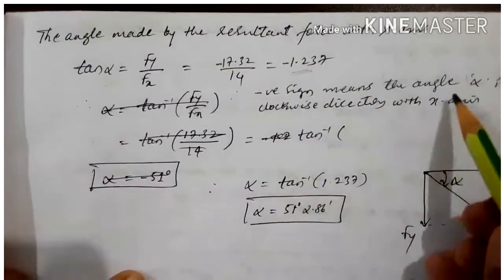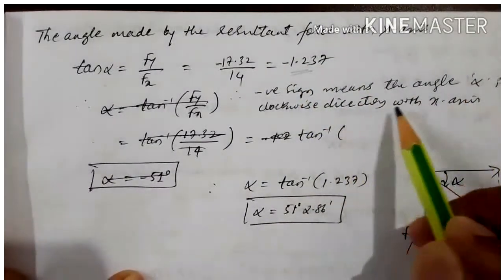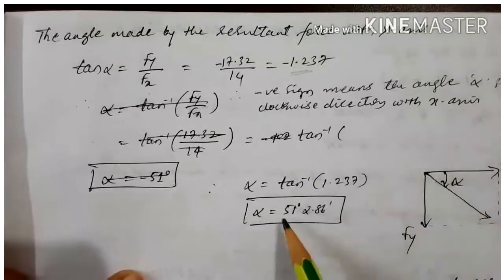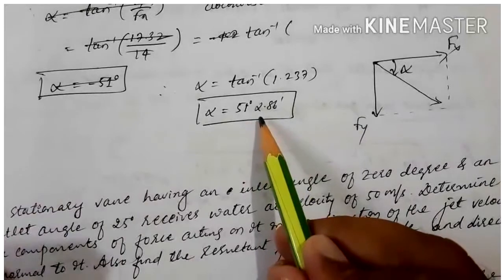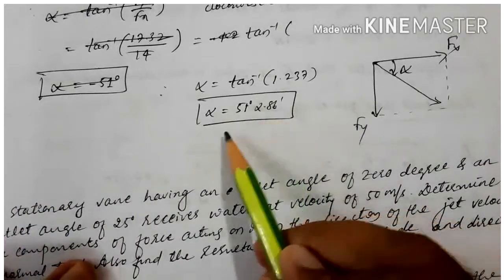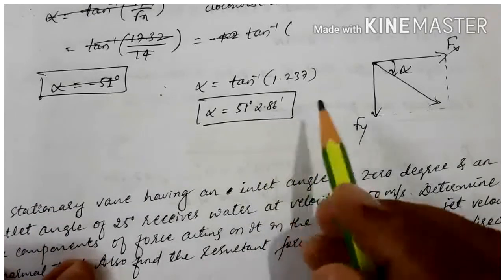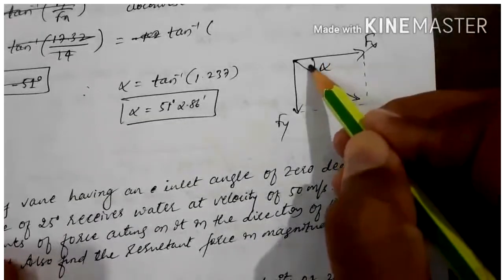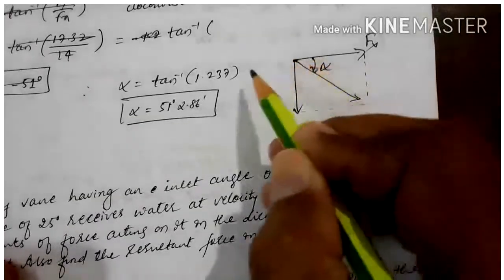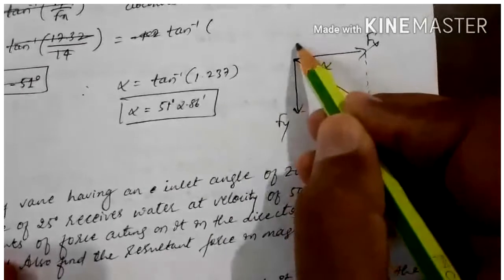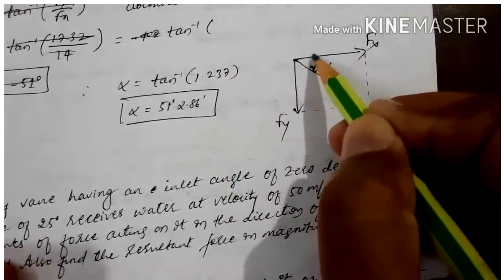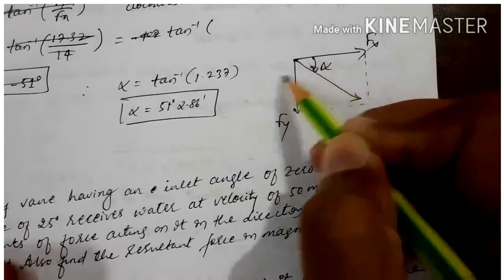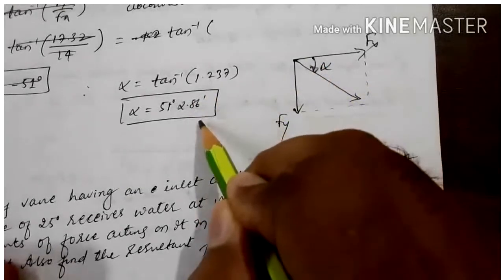Negative sign means the angle alpha is in the clockwise direction with the x-axis. So we get alpha is 51.02 degree, which means alpha will be in the clockwise direction. Generally we measure angle in an anti-clockwise direction, but in this case the angle is to be measured in a clockwise direction, that's why we are getting a negative here.